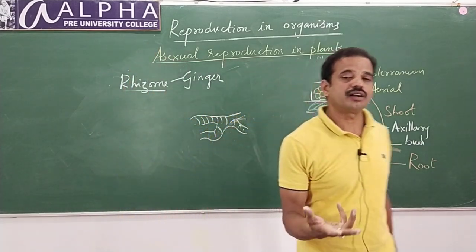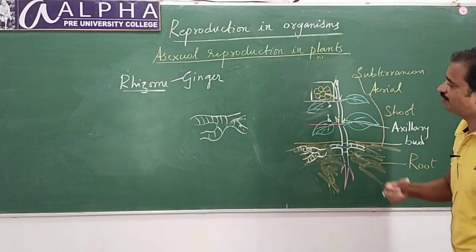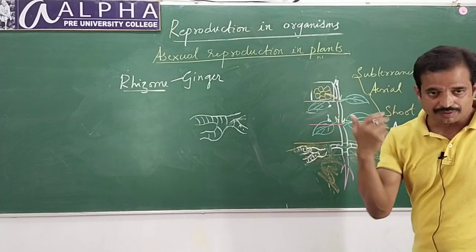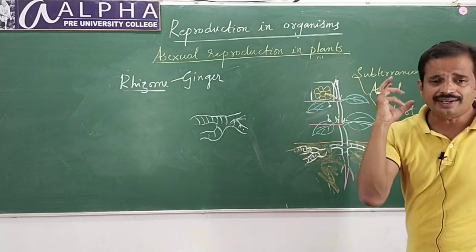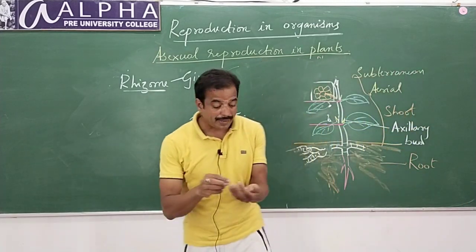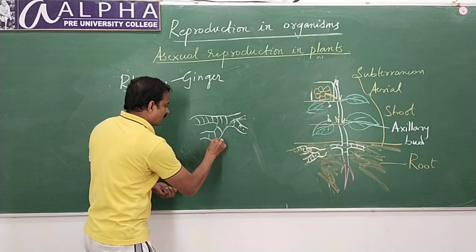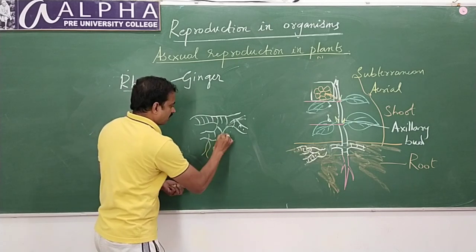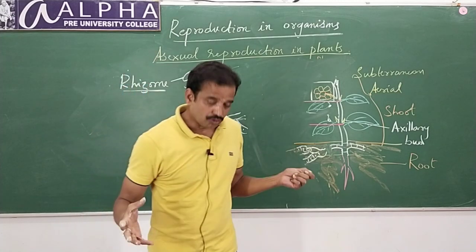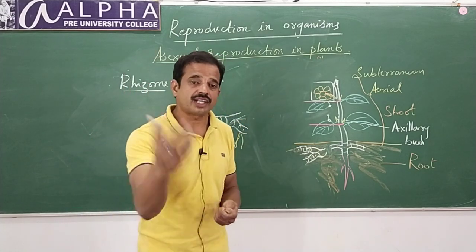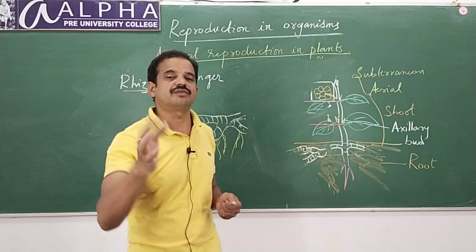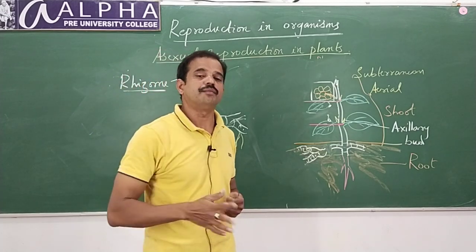It's an underground modified stem. Ginger is an example for rhizome, and it's an underground modified stem. Example from your textbook. Okay, and this rhizome, underground modified stem, may produce roots at its nodal region like this. It may produce roots at its nodal region. Roots over the stem. What did I say in the beginning itself? Root will develop from the radical part of the plant body, I mean the radical part of the embryo.